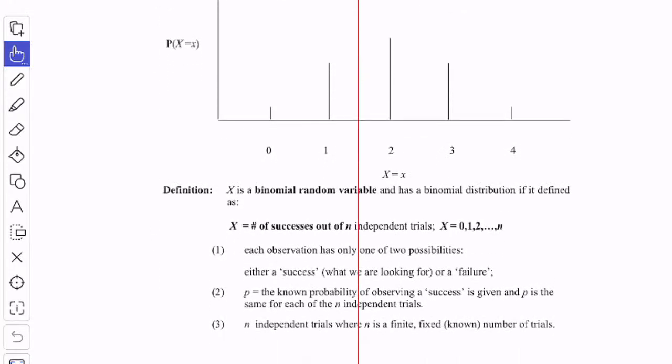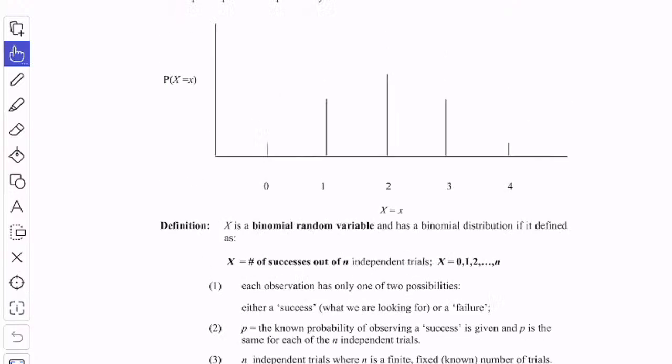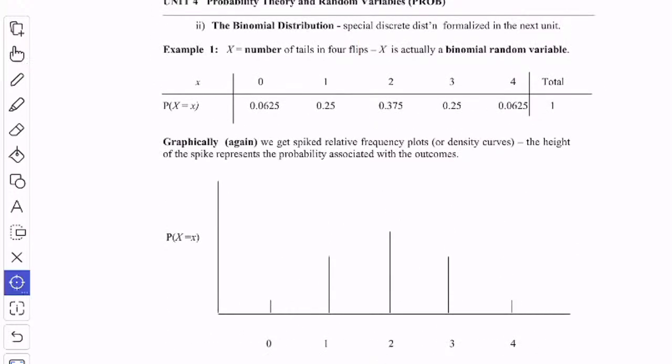All right, so what are the properties for a variable to be binomial? Remembering about flipping a coin, what we defined was the number of tails in 4 flips of a coin, right? That's how we defined our variable. Let me just pull that up again. See, number of tails in 4 flips of a coin. So we're counting. This is a counting variable. We're counting the number of tails in 4 flips.